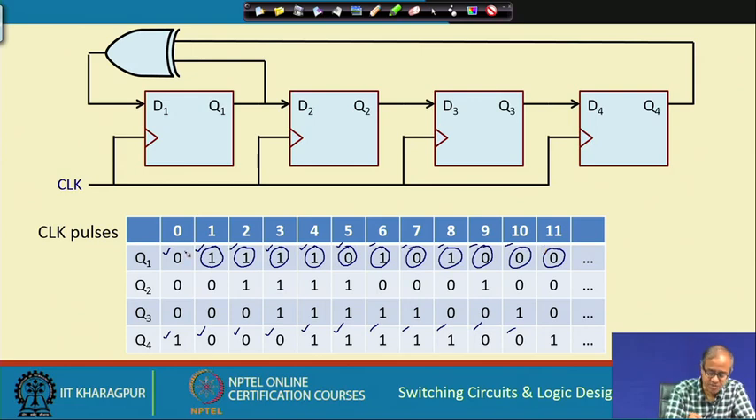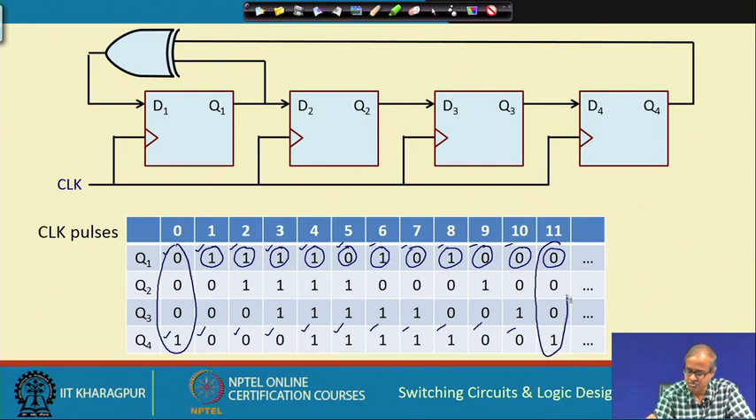Now, see that we started with the state 0001 and after 10 clock pulses, at the 11th clock pulse, we again get back 0001. So, in this example, there are 10 unique patterns that are generated.